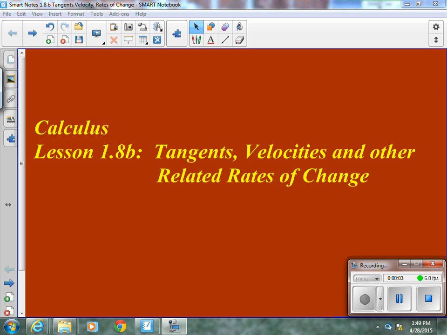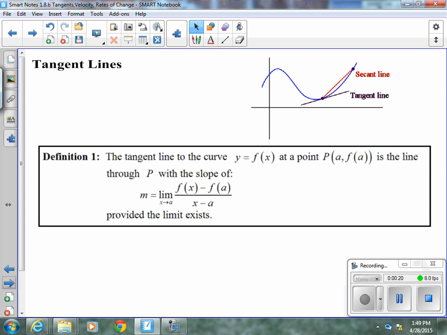Today we're going to discuss a lesson that actually isn't in your textbook, but is a lesson that I've taught in the past, and I believe it's helpful for understanding the whole process. It's entitled Tangents, Velocities, and Other Related Rates of Change. So, we're going to talk about two ways to find the equation of a tangent line.